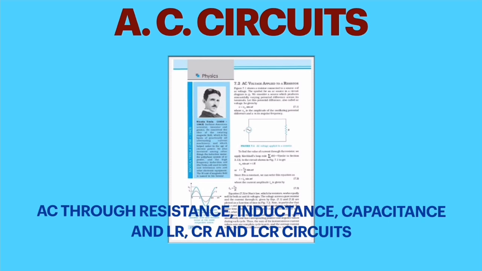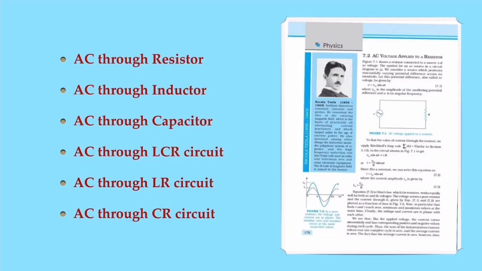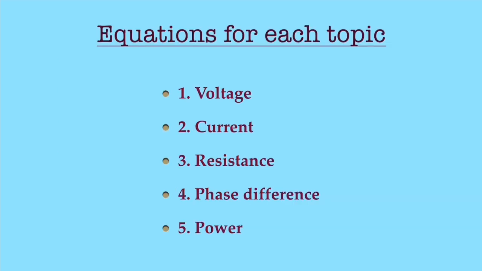Therefore, mainly under AC circuits we have these topics: AC through resistor, AC through inductor, AC through capacitor, AC through LCR circuit, AC through LR circuit, AC through CR circuit. And now, what do we have to learn for each and every topic? All topics are common for every circuit. Listen carefully. These 5 points are common for each and every circuit.